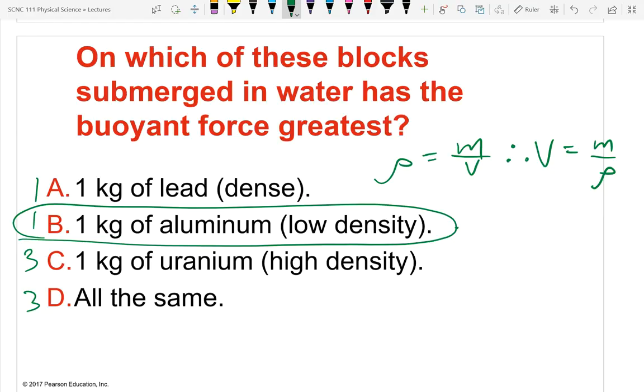If I take 2 blocks, one is a low density material like styrofoam, and one's a high density material like lead. And if those blocks are the same exact mass, what's going to happen? How is the size going to compare? If I have a 1 kilogram block of styrofoam versus 1 kilogram block of lead, which one's bigger?